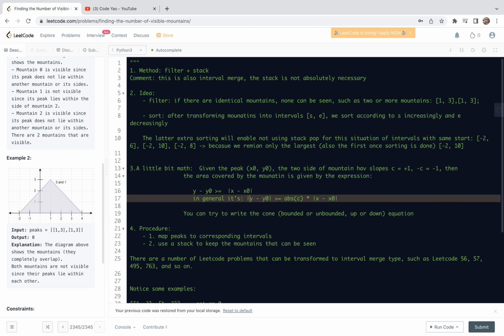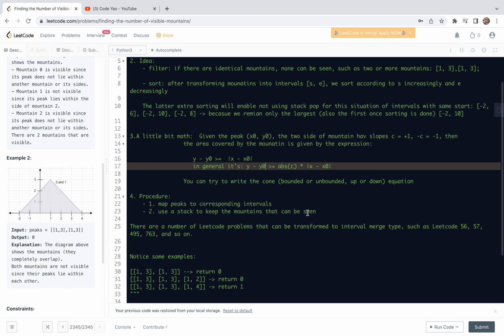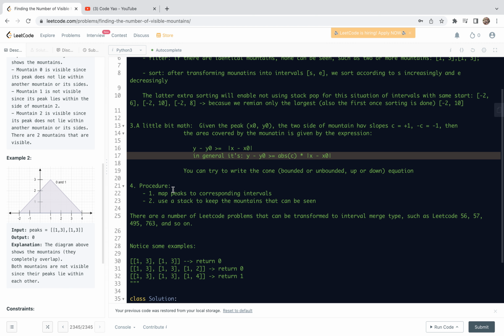In general, if the slope is c, we should have y minus y0 greater than or equal to the absolute value of c times the absolute value of x minus x0. Here there is no absolute value in this case if we consider the cone below. You can try to write the cone bounded or unbounded below or above, the corresponding equations. In this video, based on the above analysis, the procedure will be the following.